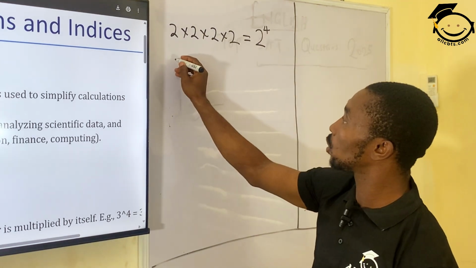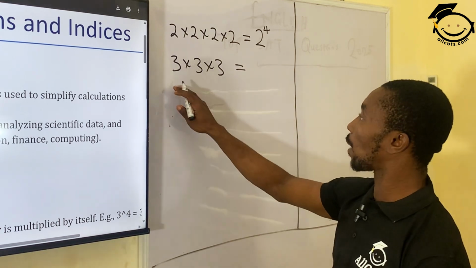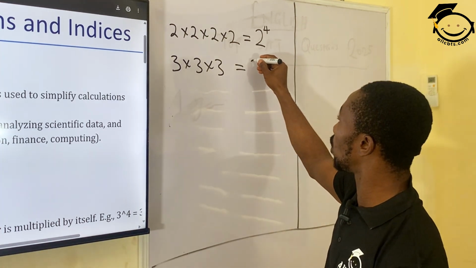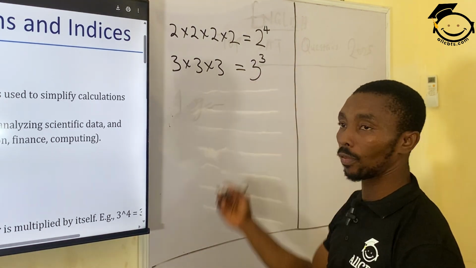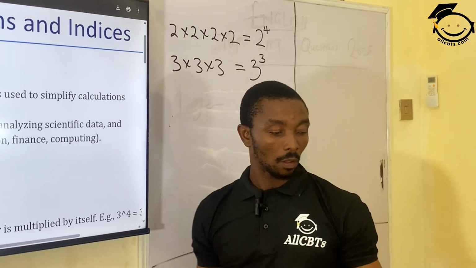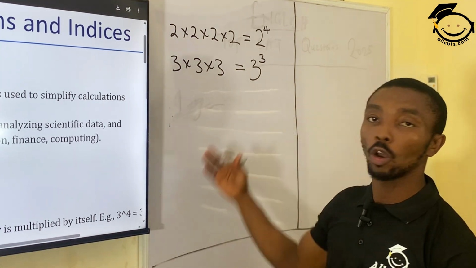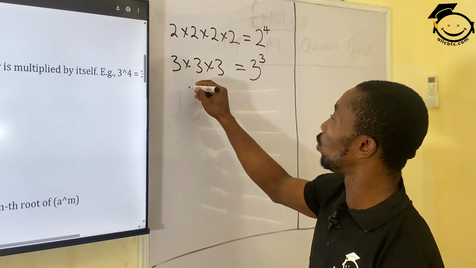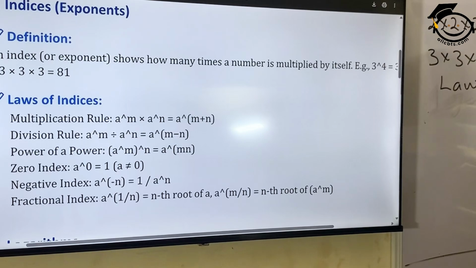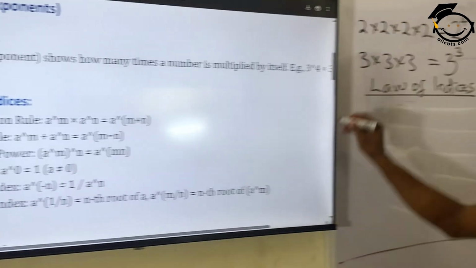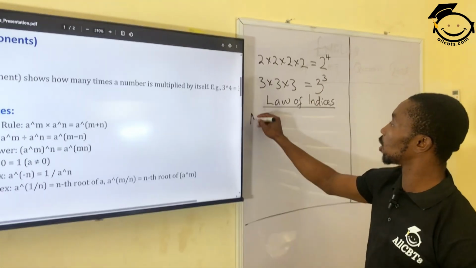4. We can also look at 3 times 3 times 3. If we write this in indices form, it will become 3 raised to the power 1, 2, 3, raised to the power 3. Now, indices have certain laws that guide their operation. Now we'll look at the laws of indices. I would like to start with what I call the multiplication law.